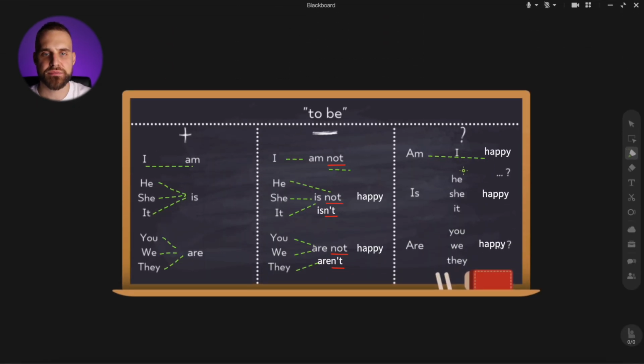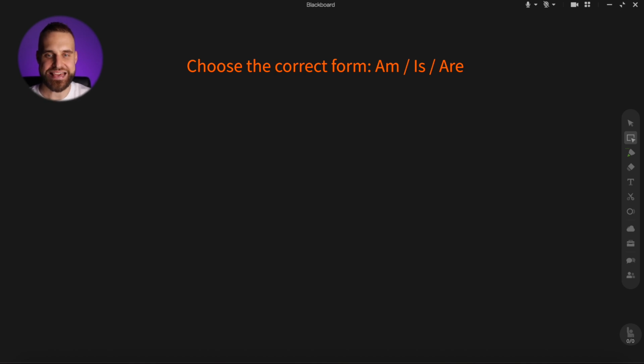Am I happy? Is he happy? Is she happy? Is it happy? Are you happy? Are we happy? Are they happy? So that's it, just change the word order and you've made a question. Now let's practice. Choose the correct form, am, is, are.